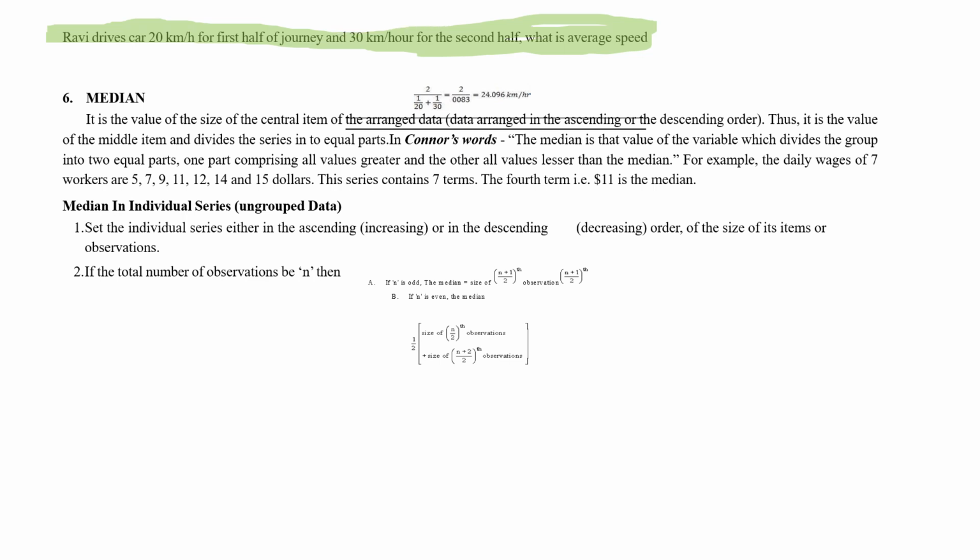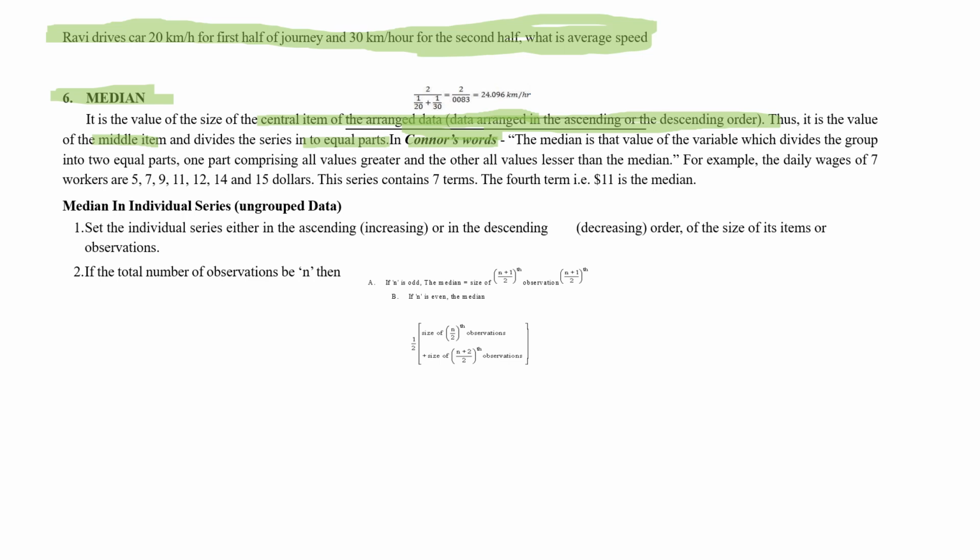Okay, then coming to the median. What is the median? It is the value of the size of the central item of the data arranged in ascending or descending order. The center point we can call the median. It is the value of the middle item and divides the series into two equal parts. In Connor's words, the median is that value of the variable which divides the group into two equal parts, one part comprising all values greater and the other all values lesser than the median.